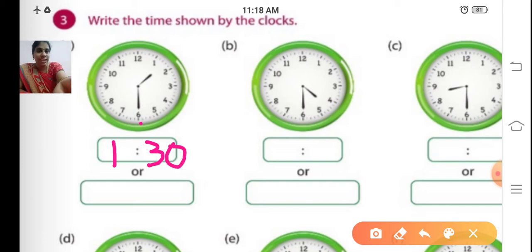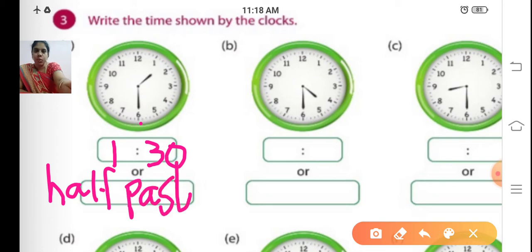How will you write in the other way? 30. What does this 30 mean? Half past. Half means 30 minutes, right? Half is over. This half is over. Half past 1. From 1 o'clock, half is passed out. 30 minutes is passed out. Half past 1. Yes, clear now?